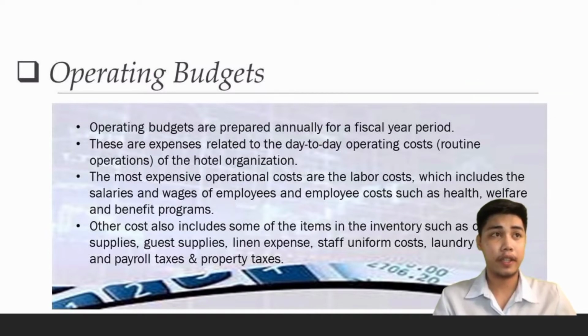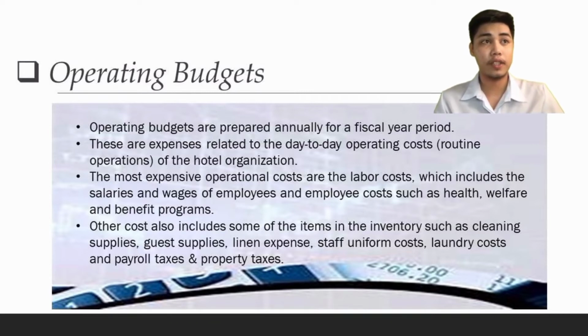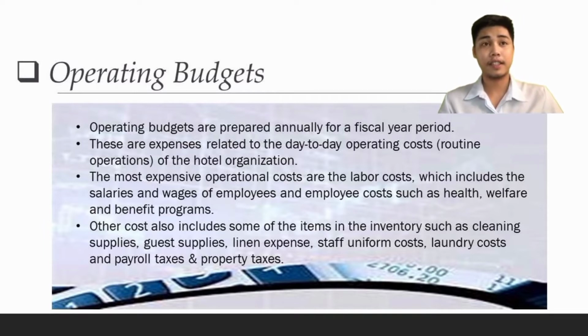These are expenses related to the day-to-day operating costs of a hotel organization. The most expensive operational costs are the labor costs, which include the salaries and wages of employees, and employee costs such as health, welfare, and benefit programs. Other costs also include some of the items in this inventory, such as cleaning supplies, guest supplies, linen expense, staff uniform costs, laundry costs, and payroll taxes and property taxes.